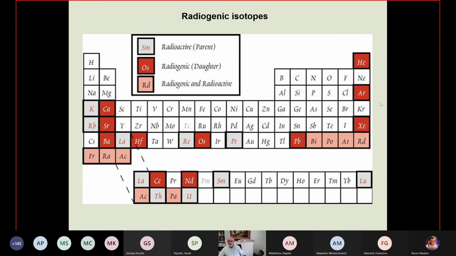And these are the isotopes, the elements that have radiogenic daughters, that have radioactive isotopes that end up in a stable nucleus, and which alters the isotope ratio of this element with time.